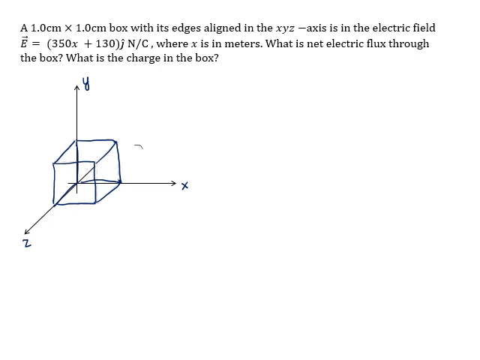So we know that electric flux is given by the integral of E dot dA. Here our electric field is a variable, so we're certainly going to have to do the integral. And our cube has 6 faces, so we're going to have to do this 6 times, once for each face.